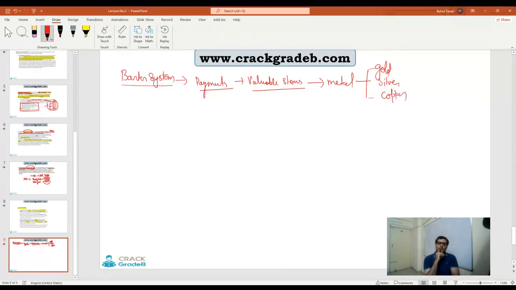Gold, silver, and copper started being used for the purpose of trade and commerce, right? Gold, silver, copper, and some other metals also. These metals were primarily used because you can easily give any shape and size to them. You can even imprint the image of your ruler on them. So that is why metal is preferred over valuable stones. So they were in use.